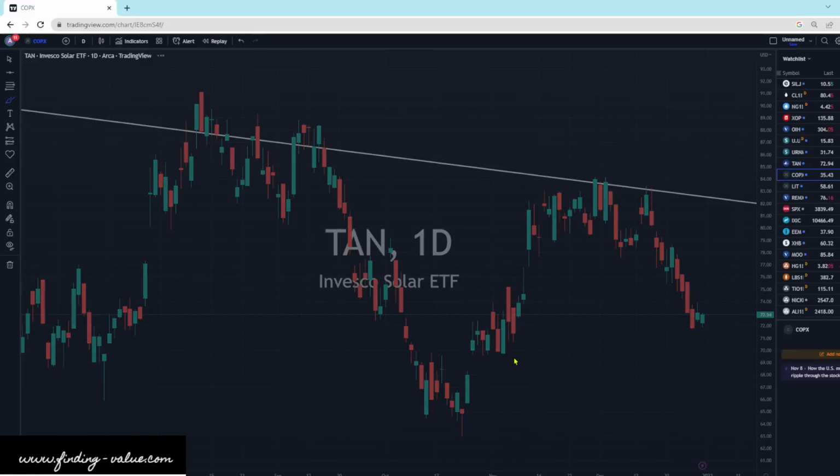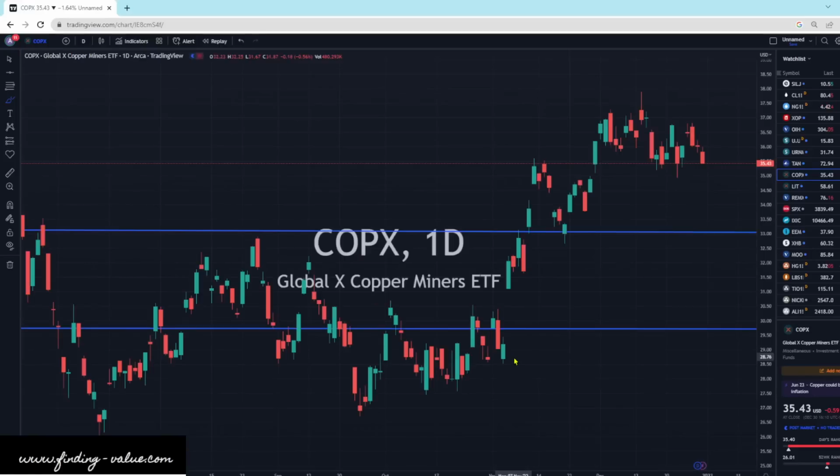COPX, our copper ETF, is down 1.64%. Looking at COPX, I still think we could get a little bit more downside out of this. We've got the bearish engulfing there, another one here. Think of it as kind of a double, triple top, something like that. And I think we'll end up where I did the squiggles down there, kind of a little retest move.